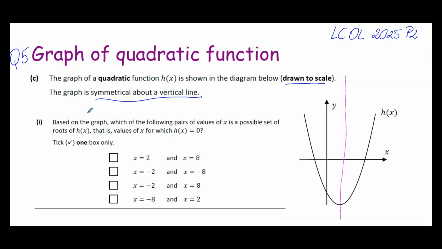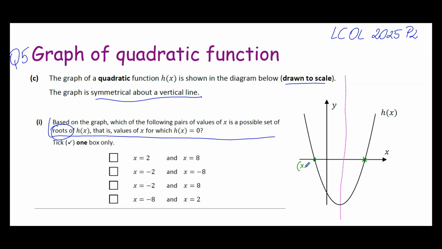Okay, based on the graph, which of the following pairs of values of x is a possible set of the roots of h of x? That is, values of x for which h of x equals 0. Okay, what are they asking me? They are looking for what? Roots. So what are the roots? Roots are those places where the graph cuts the x-axis.